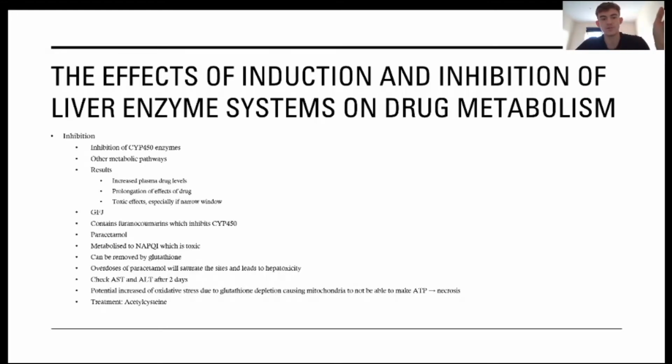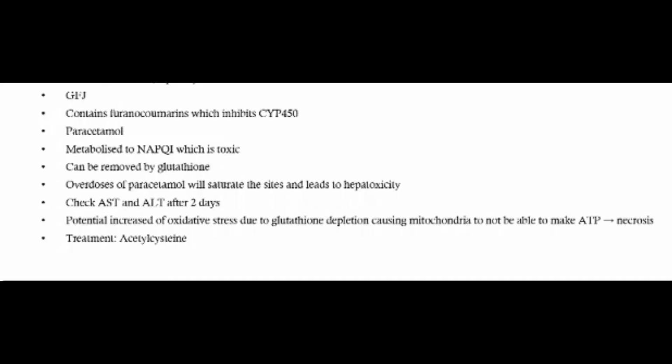However, normally drugs come in and they're active, they work on the body, then they get broken down by these enzymes for phase 1 and 2, and then excreted. So there are two different ways here. So we've got this inhibition of CYP450 enzymes, which is the main group of enzymes, so we give them the common name. That results in increased plasma drug levels, also prolongation of effective drugs, or toxic effects, especially if the therapeutic window is quite narrow. An example of that is grapefruit juice, which contains these furanocoumarins, which inhibit the CYP450.